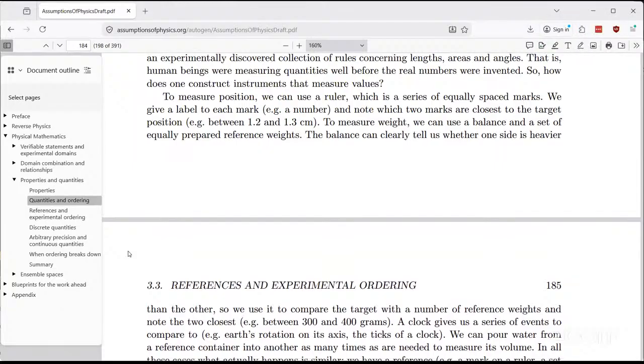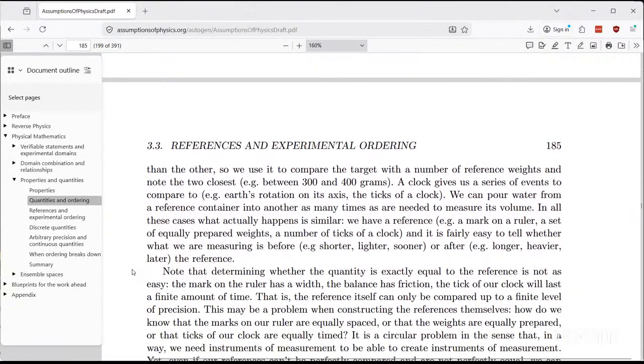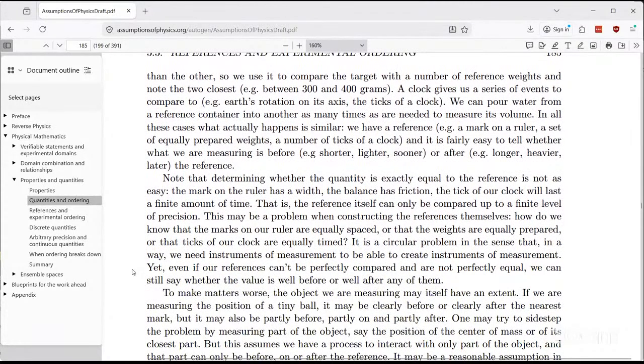To measure position, we can use a ruler, which is a series of equally spaced marks. We give a label to each mark, for instance, a number, and note which two marks are closest to the target position, for instance, between 1.2 and 1.3 centimeters. To measure weight, we can use a balance and a set of equally prepared reference weights. A balance can clearly tell us whether one side is heavier than the other, so we use it to compare a target with a number of reference weights and note the two closest, for instance, between 300 and 400 grams.